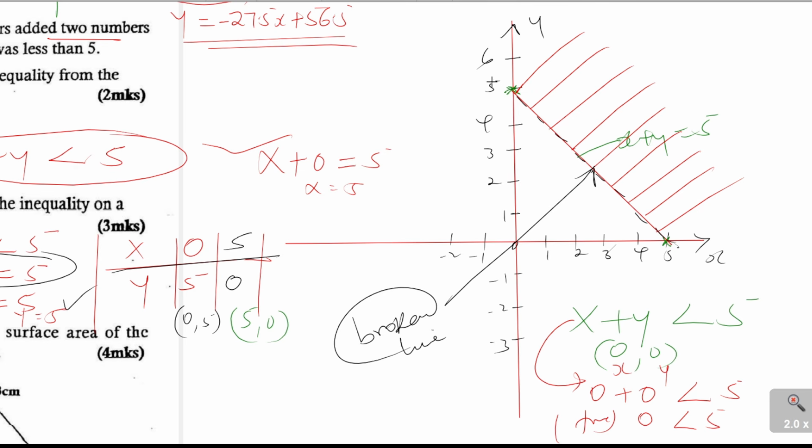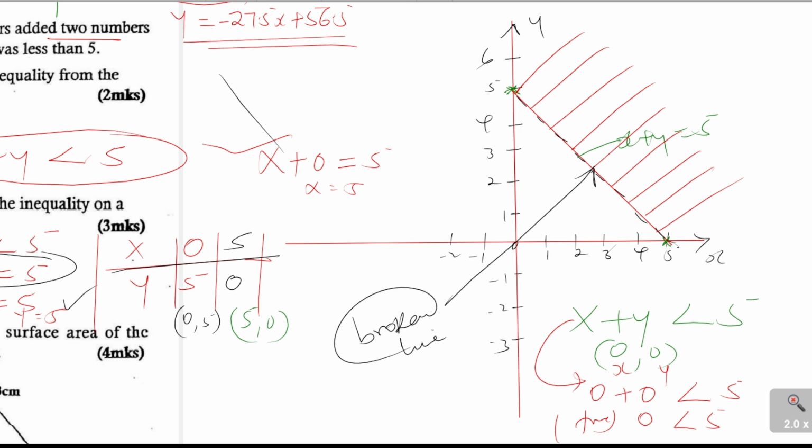Points that lie on that line. So that line, when you draw it, ensure that the line is broken. It is broken. But if it was less than or equal to, it could have been a continuous line, meaning that even the points that lie on that line satisfy the inequality. So that line should be broken. Then remember, you shade the unwanted side.